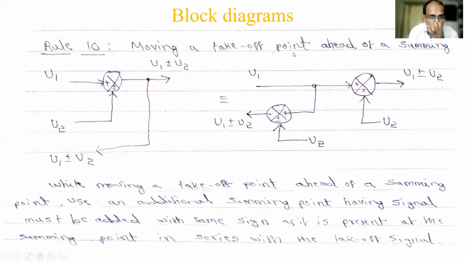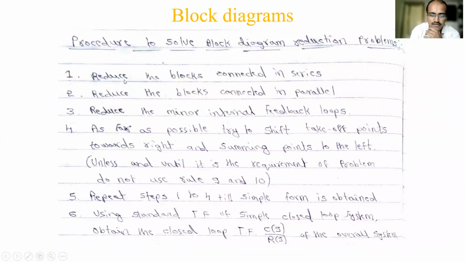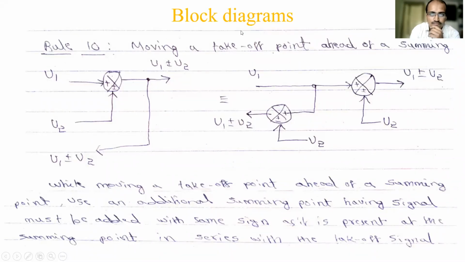Moving a takeoff point ahead of a summing point, or moving a summing point after a takeoff point, they can also mention. So just the reverse of that. Now you have the summing point in the beginning and then you have the takeoff point.